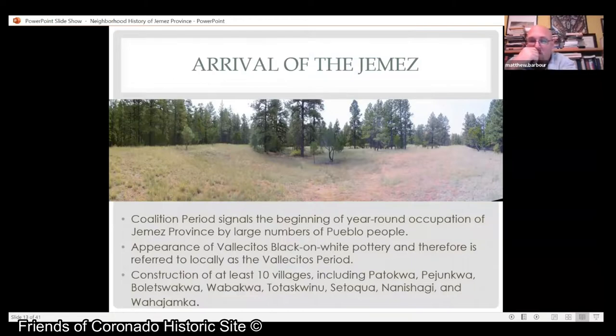This correlates with a pottery style known as Vallecitos black on white. It's a precursor to Jemez black on white, and it's often referred to locally as the Vallecitos period. We have some archaeological evidence that at least several large villages were established during this time.